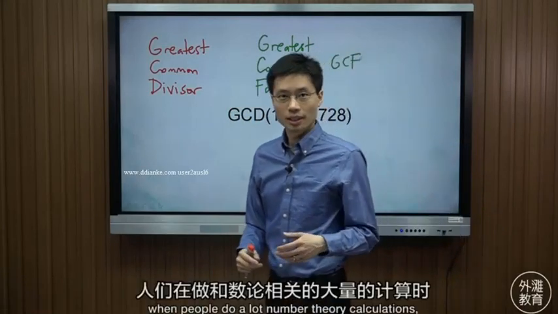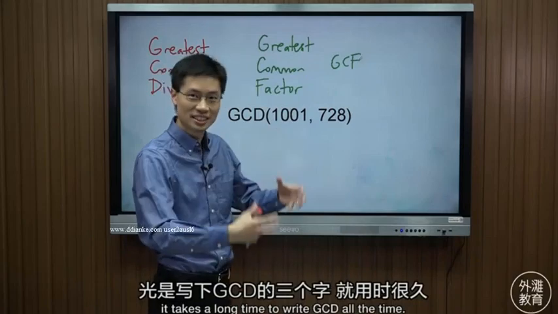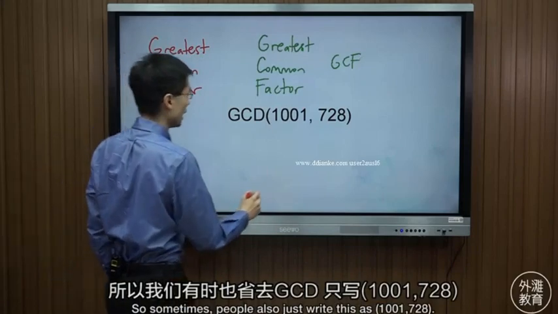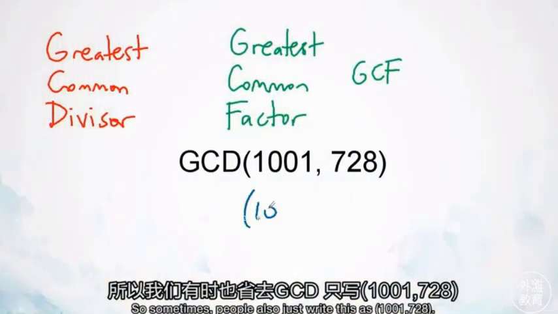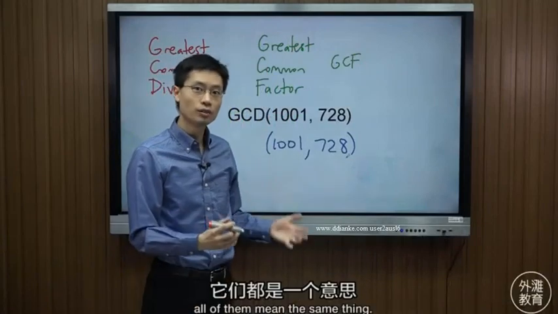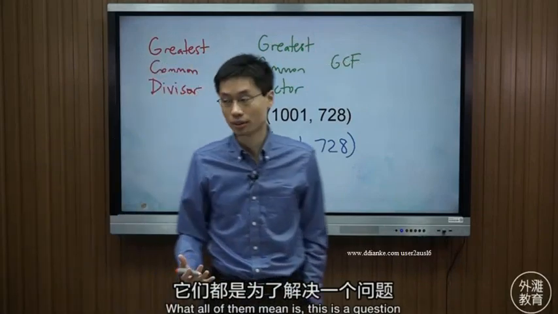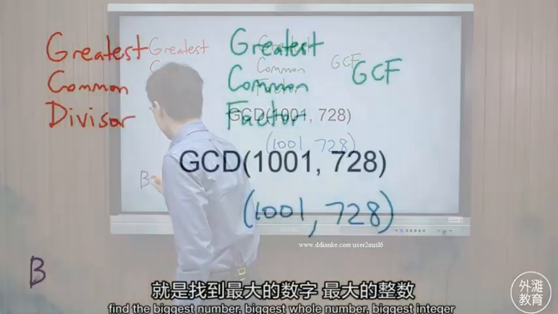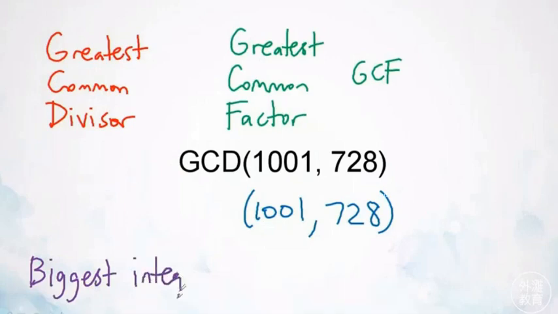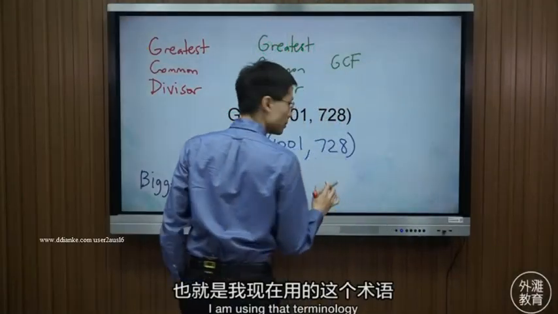You may also see, when people do a lot of number theory calculations, it takes a long time to write GCD all the time. So sometimes people also just write this as (1001, 728). But however you write it, all of them mean the same thing. What all of them mean is, it's a question. Find the biggest whole number, biggest integer, that divides both of them.